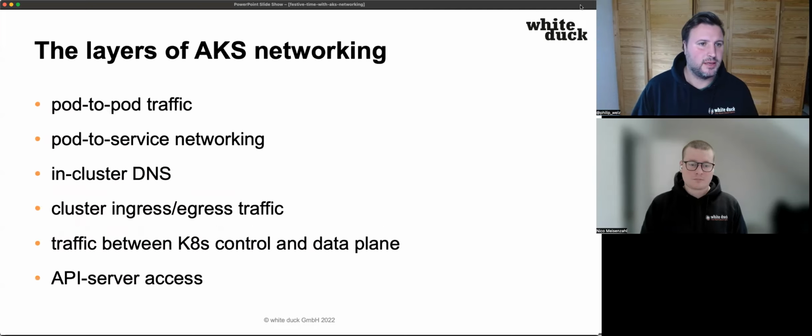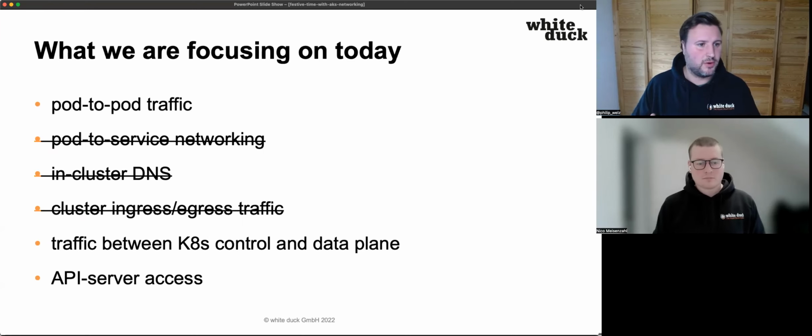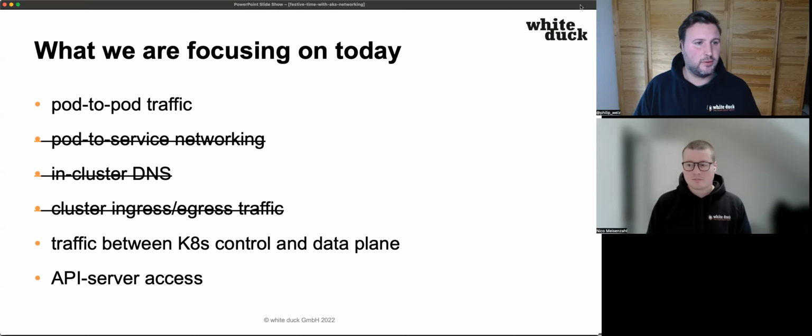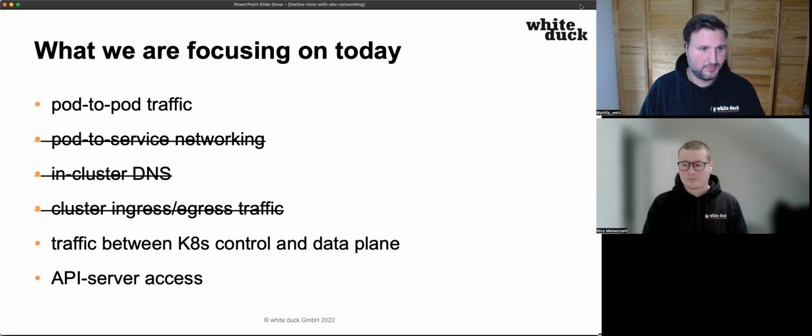And here we have several layers the AKS Networking stack will provide us. So we have pod-to-pod traffic, we have pod-to-service networking traffic, we have in-cluster DNS, we have ingress and egress, we have traffic between the Kubernetes control plane and the data plane, and we have the API server access. In our session, we will not cover all the topics. We are focusing really on the pod-to-pod traffic, which is the basic layer in the Kubernetes network setup. We will focus on traffic between the Kubernetes control plane and the data plane, and we'll talk about the API server access options you will get.